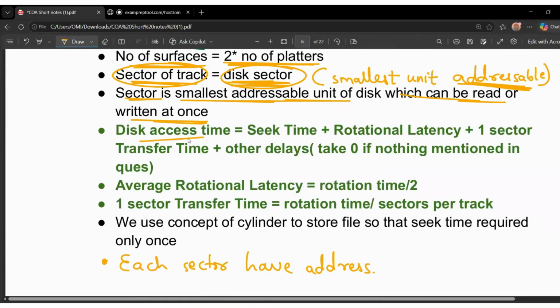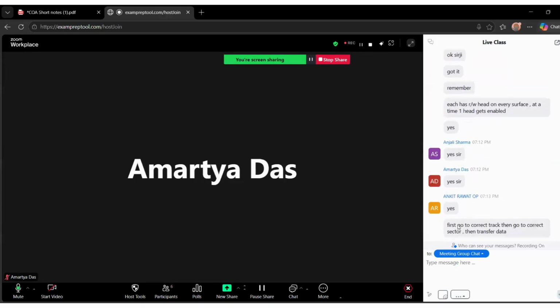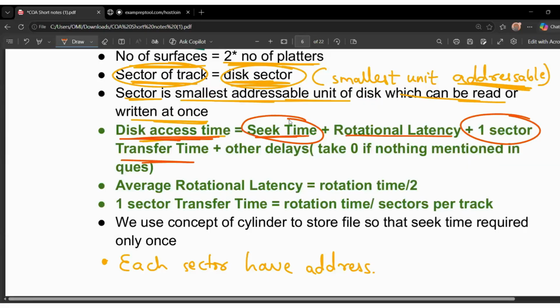Now, what is the disk access time? We have seen this formula, right? How to access the disk. Disk access time is seek time plus rotational latency plus one sector transfer time, right? What is the seek time? First you go to the particular track. That is your seek time. Then based on the rotation, you go to the particular sector.